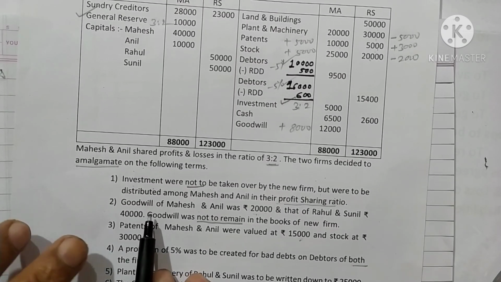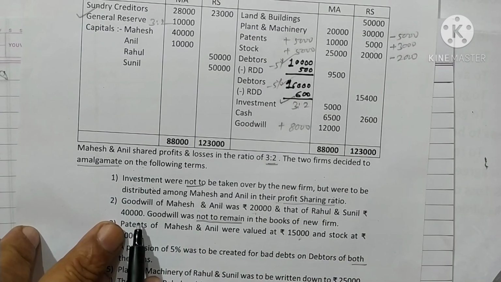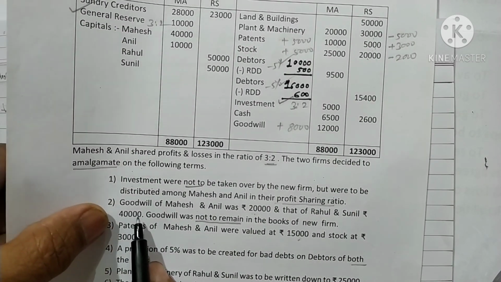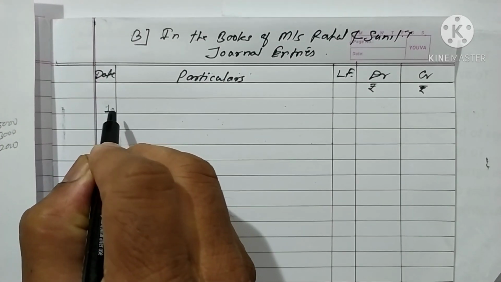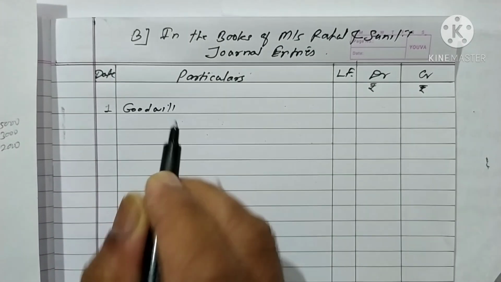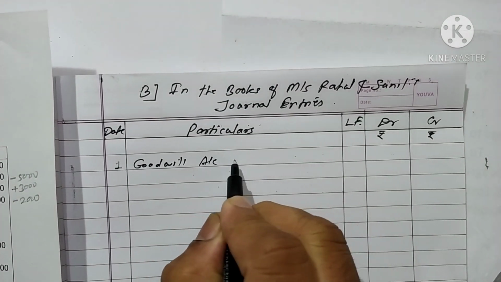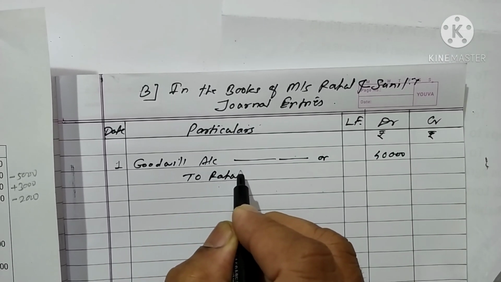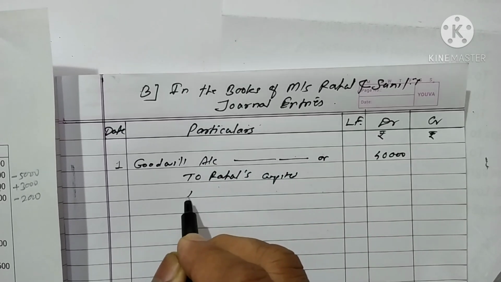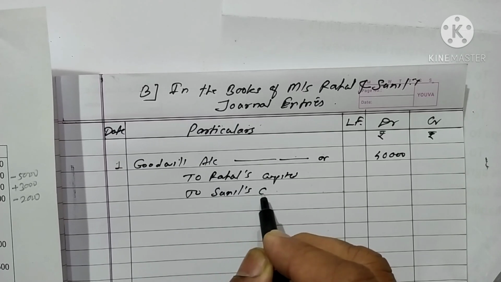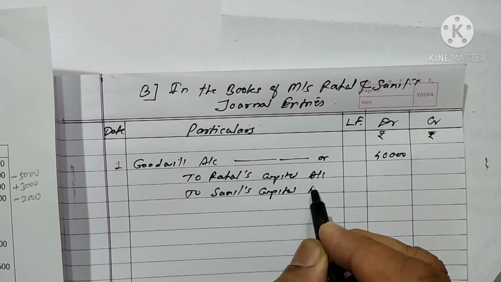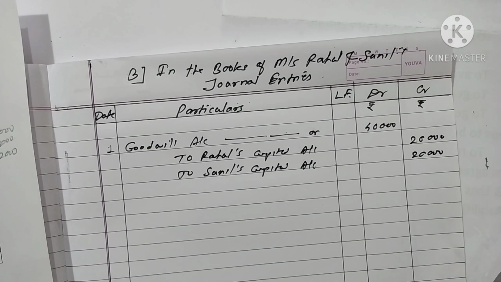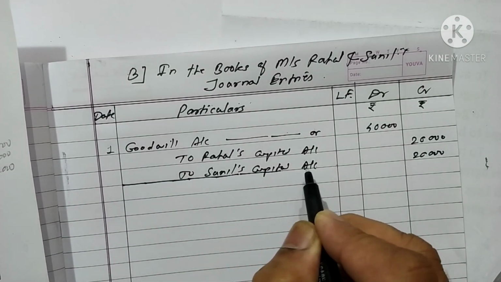In the second adjustment, goodwill of Rahul and Sunil is valued at rupees 40,000. Here original goodwill is not given. We make the direct entry. Goodwill is an asset. It will be debited. Goodwill account debit to partners' capital. We may write here: goodwill account debit rupees 40,000 to Rahul's capital and to Sunil's capital, equal proportion rupees 20,000. Entries are without narration. Students are required to give a narration for each entry.